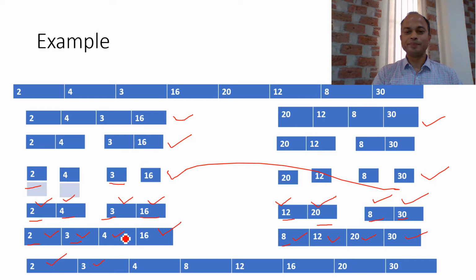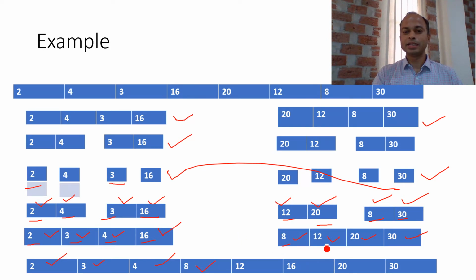Now we are comparing 4 and 8. Smaller one is 4, we have copied 4 here. Now we are comparing 16 and 8. 8 is smaller, we have copied it here.